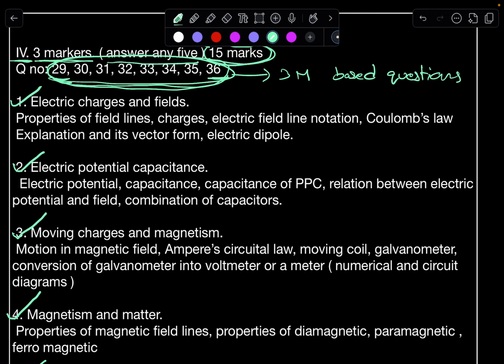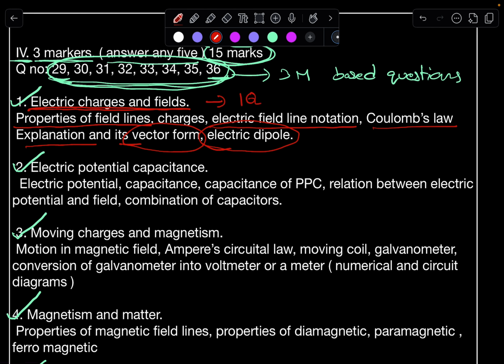The first most important chapter is electric charges and fields. Here they will definitely ask a theory as well as a derivation type question, because look at these concepts. Properties of field lines, completely theory. Electric field lines notations, completely theory. Coulomb's law explanation, only 2 steps, and vector form. This is also a small derivation, and electric dipole is also a small derivation. If you practice all these topics, they will definitely ask one question from this chapter, so you can get 3 marks from the first chapter.